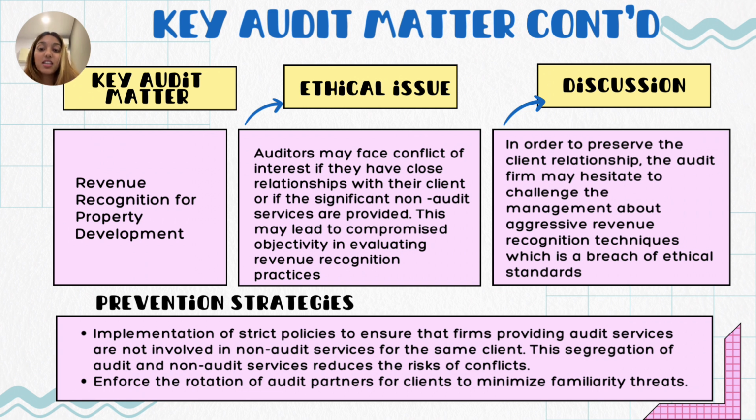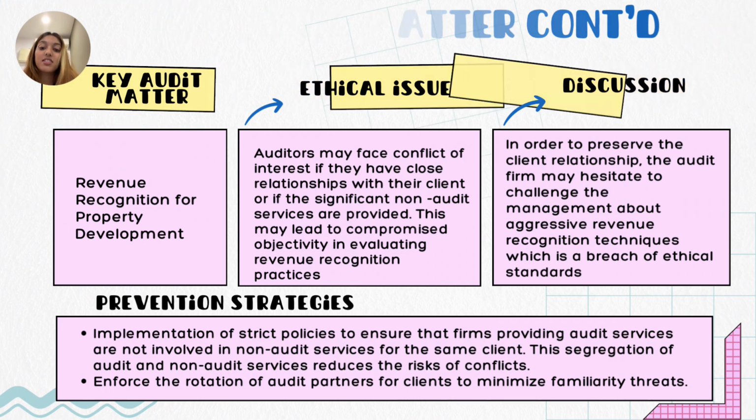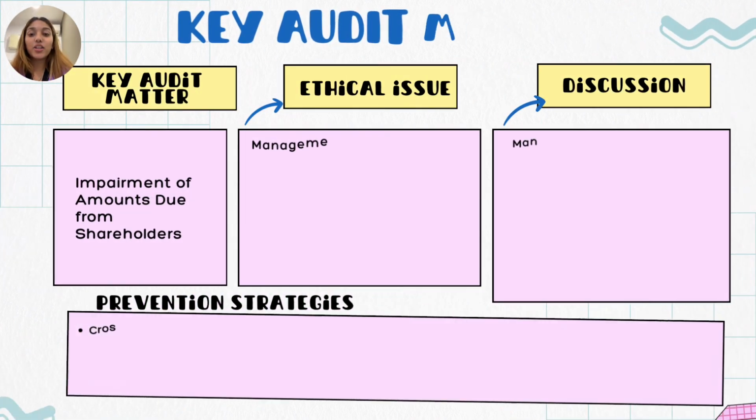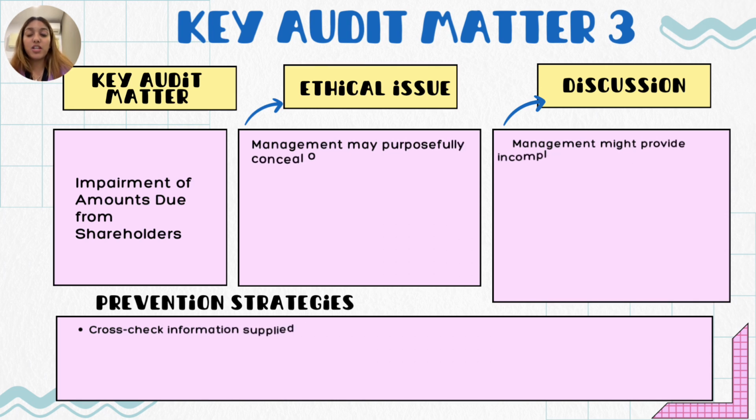How this may be prevented is by the implementation of strict policies to ensure that firms providing audit services are not involved in non-audit services for the same client. This segregation of audit and non-audit services reduces the risk of conflicts. Second is to enforce the rotation of audit partners for clients to minimize familiarity threats. The third key audit matter is impairment of amounts due from subsidiaries.